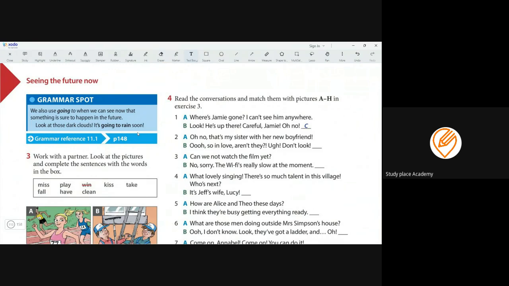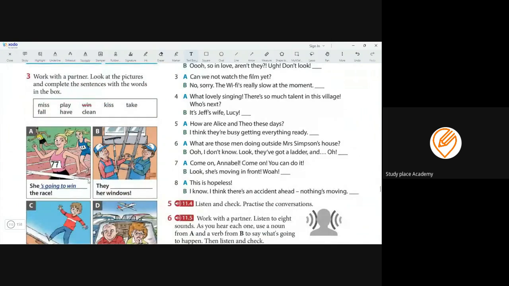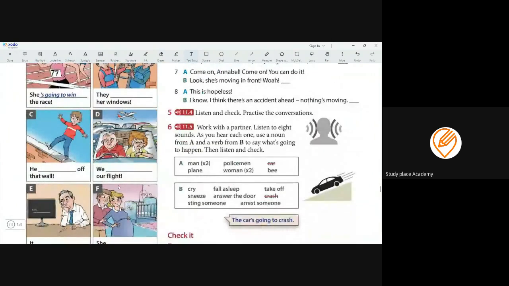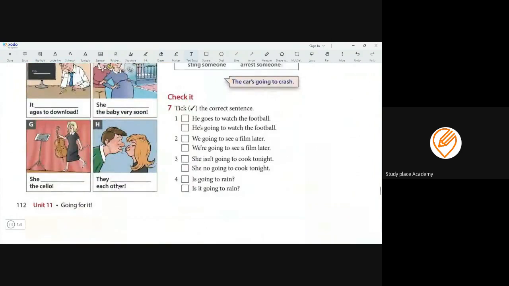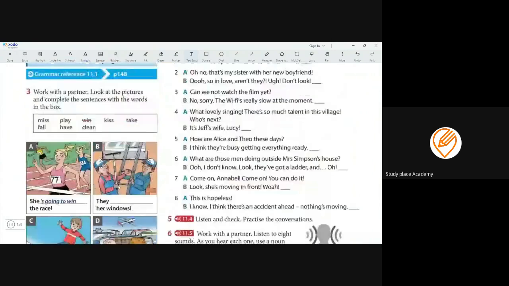So now look at the pictures and complete the sentences with the words in the box. So we have verbs and we have 8 photos or 8 pictures, and we are going to complete the sentences with that. Like, for example, she's going to win the race. She's the winner.